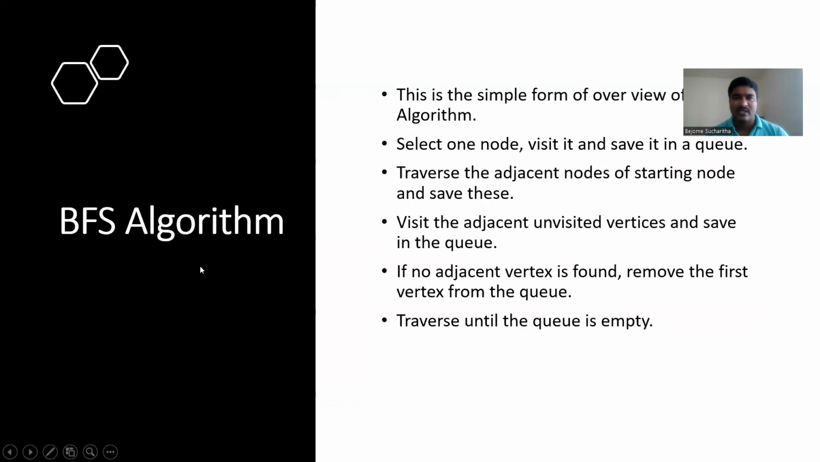In the breadth first search algorithm, we are using this simple form of the algorithm. Select one node, visit it, and save it in a queue, then find the adjacent nodes of the starting node and save these. Visit the adjacent unvisited vertices and save them in the queue. If no adjacent vertex is found, remove the first vertex from the queue. Traverse until the queue is empty. We are following these steps in the breadth first search algorithm.